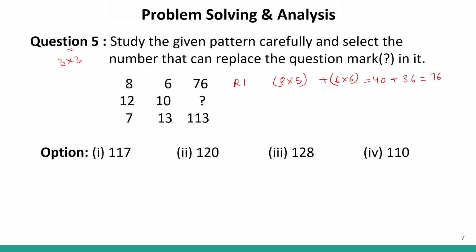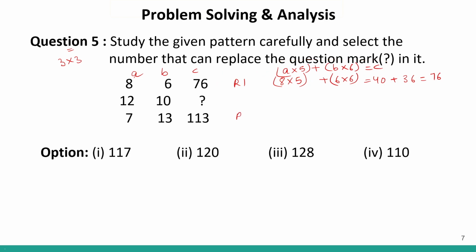So by using this logic, which is, if this is A, this is B and this is C, A into 5 plus B into 6 is giving me C. This is a logic that I have formed using the first row, row 1.